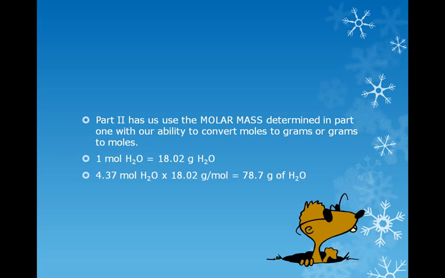So therefore, if I wanted to count out 4.37 moles of water, I would put my container on the scale, hit the 0 button so that it reads 0, and add water until we get to 78.7 grams, and now we know we have 4.37 moles of water.